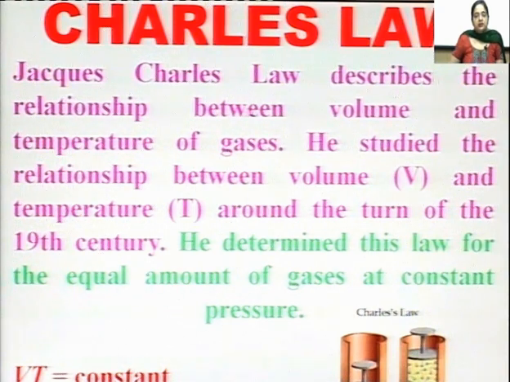Charles' law describes the relationship between volume and temperature of gases. He studied the relationship between volume and temperature around the turn of the 19th century. He determined this law for an equal amount of gases at constant pressure. So, V over T is equal to constant.